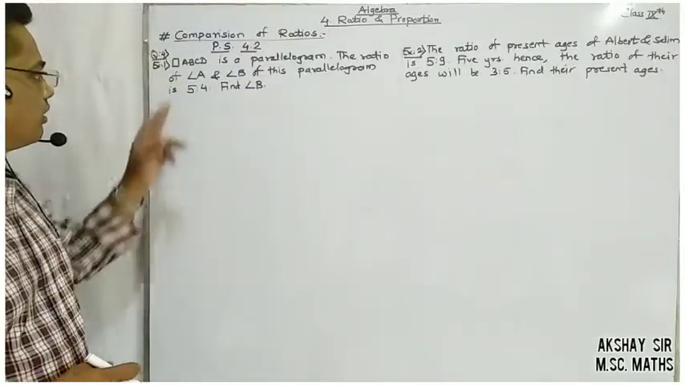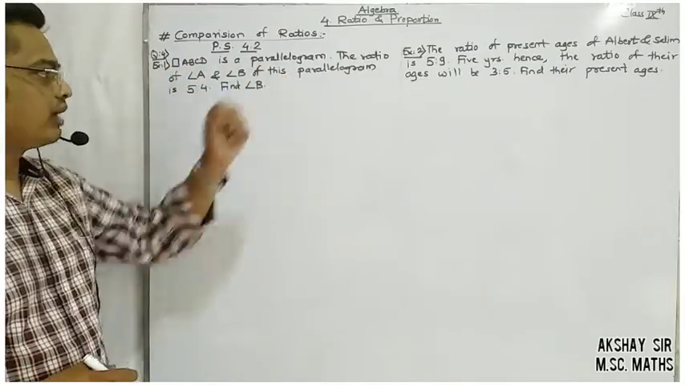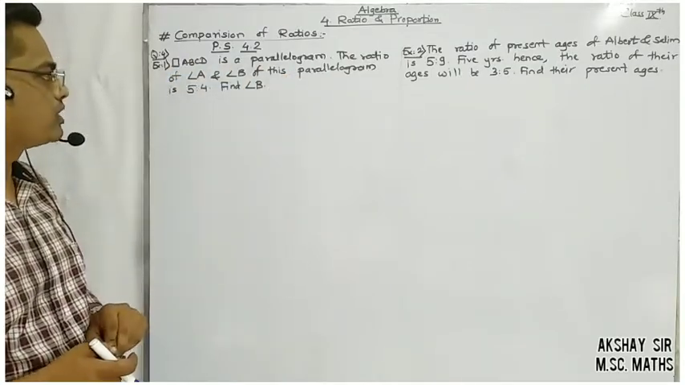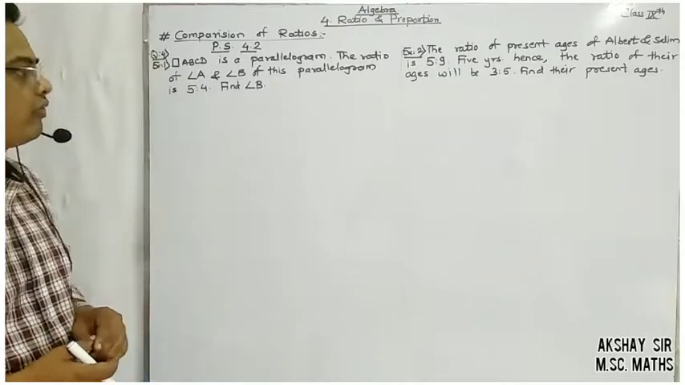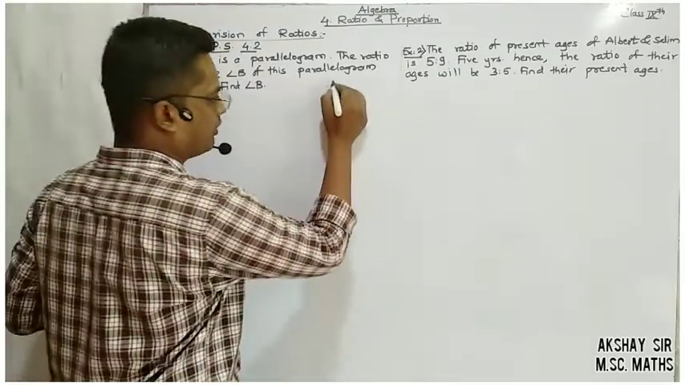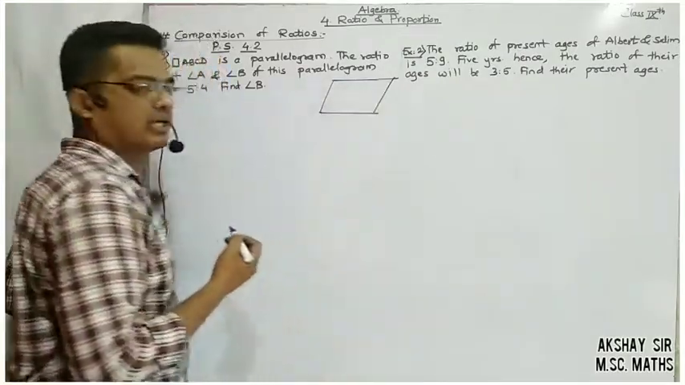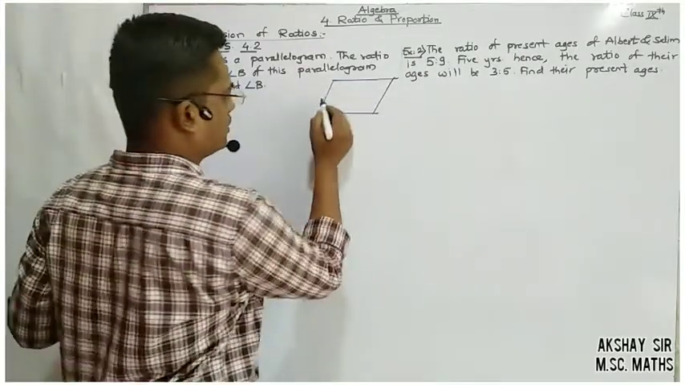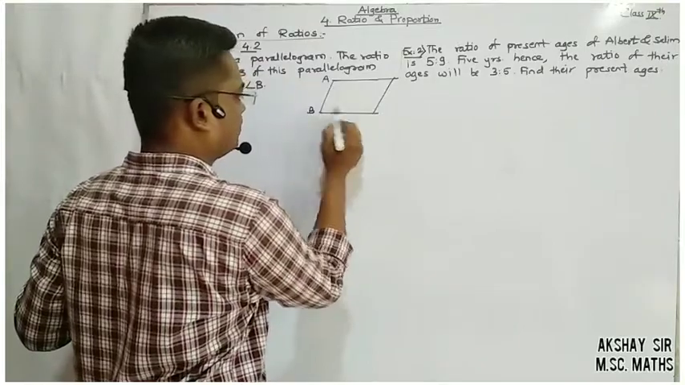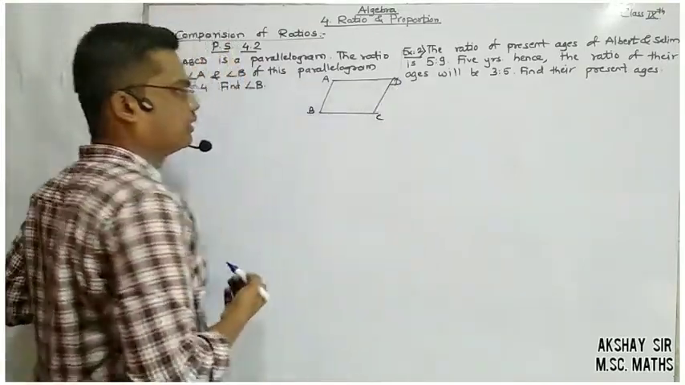So, in a quadrilateral ABCD, a parallelogram, the ratio of angle A and angle B is 5:4. It is given here, one parallelogram. We all know a parallelogram has two parallel sides and equal opposite sides. So here ABCD is a parallelogram.